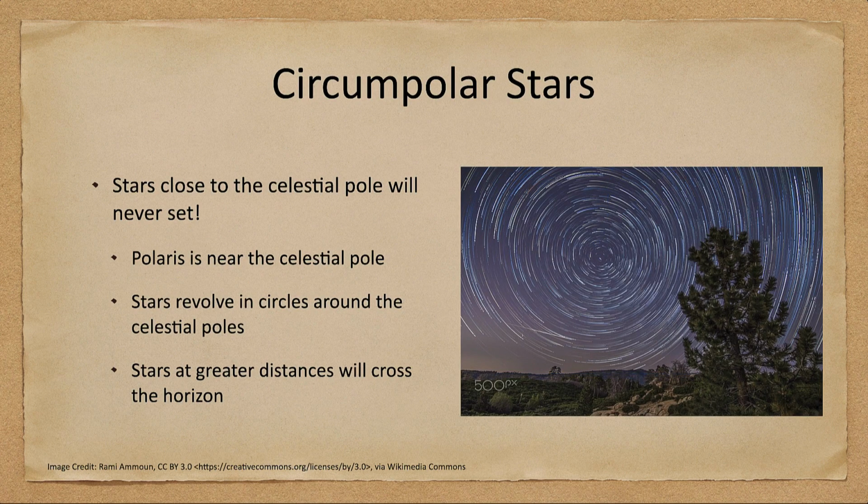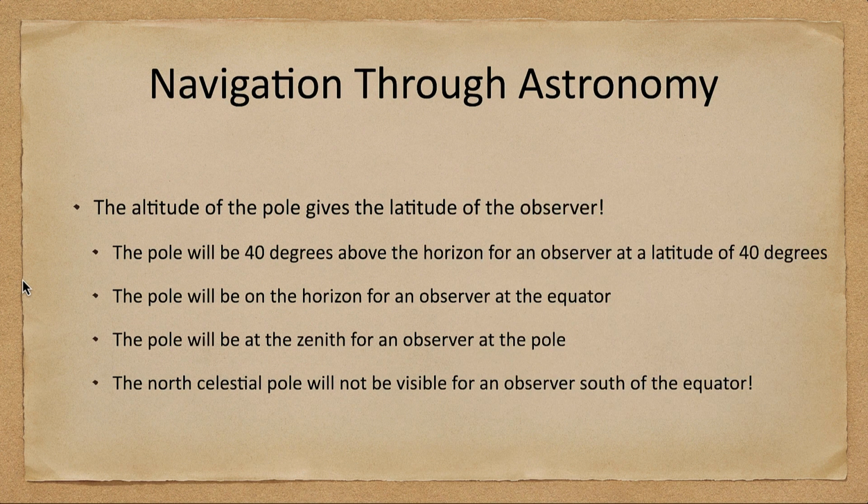Now, we also want to look a little bit about navigation, and astronomy was used for navigation for a long time. And that is because the altitude of the pole, how high it is above the horizon, tells you your latitude. So, for example, the pole will be 40 degrees above the horizon for an observer at a latitude of 40 degrees. It will be on the horizon for someone at the equator.